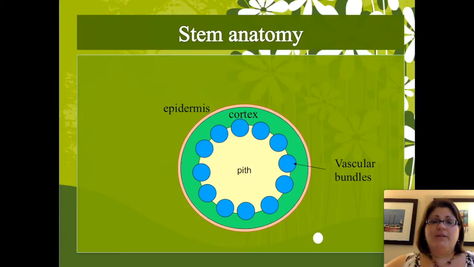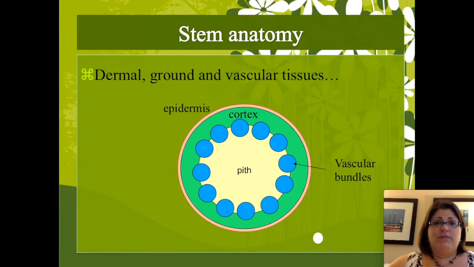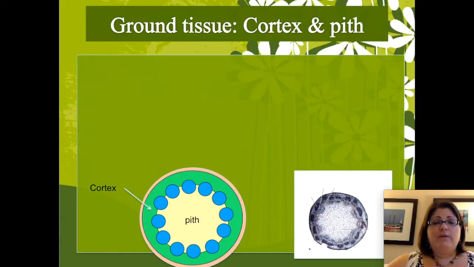When we talk about stem anatomy, as we've talked about everything else, we've got four major types of tissue. Meristematic tissue is growing tissue, which we'll talk about at the end. We'll also talk about dermal tissue, ground tissue, and vascular tissue. Let's start with the ground tissue. Ground tissue includes two major parts. We have pith and cortex.